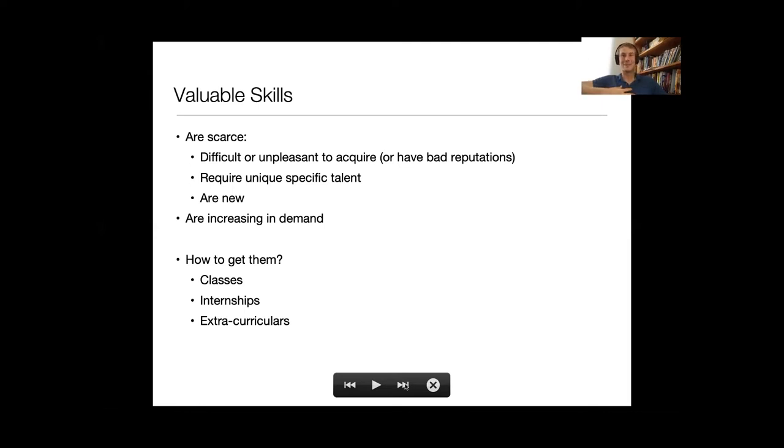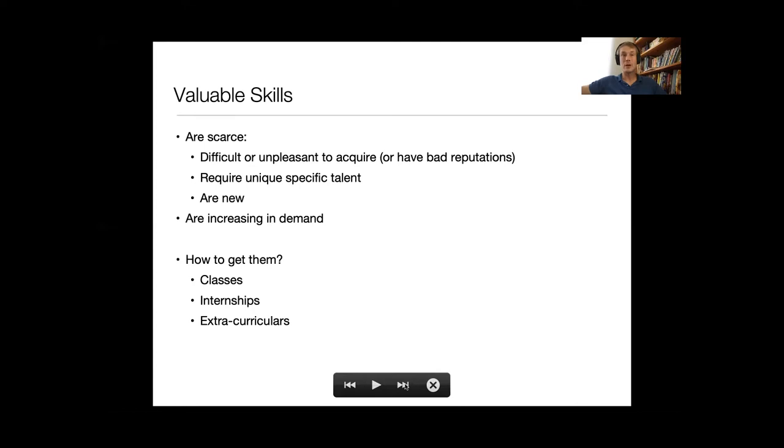you'll hear me make several pitches for quantitative social science, for statistics, for data science as a skill set that I think is very valuable in the professional world. But I also think it tends to be less difficult to acquire than it seems from the outside. I think it has a reputation for being more difficult than it actually is.